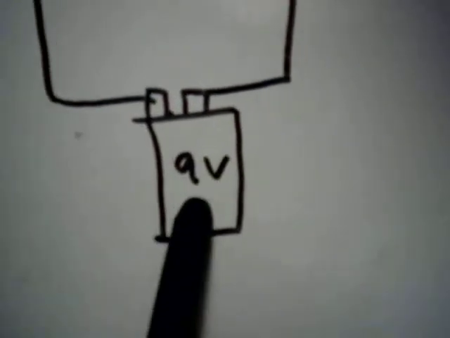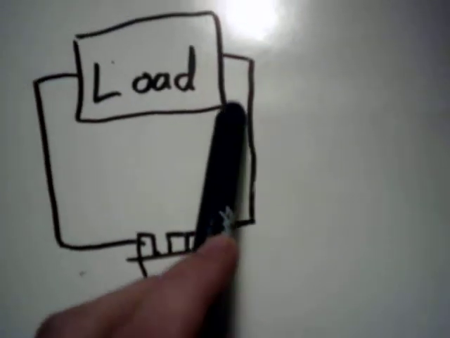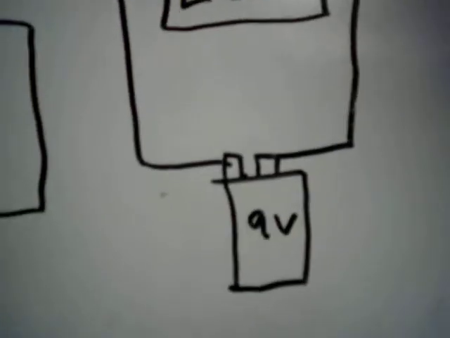Same thing with a 9-volt battery, but this time it will exert 9 joules for every coulomb. See, voltage is very simple. This is all you really need to know for right now. I'll see you next video.